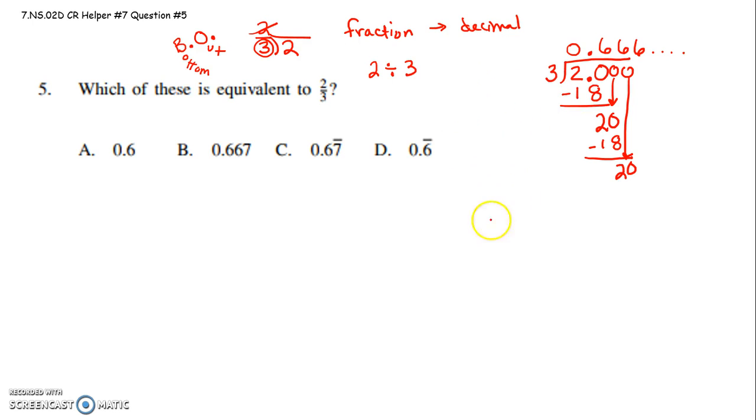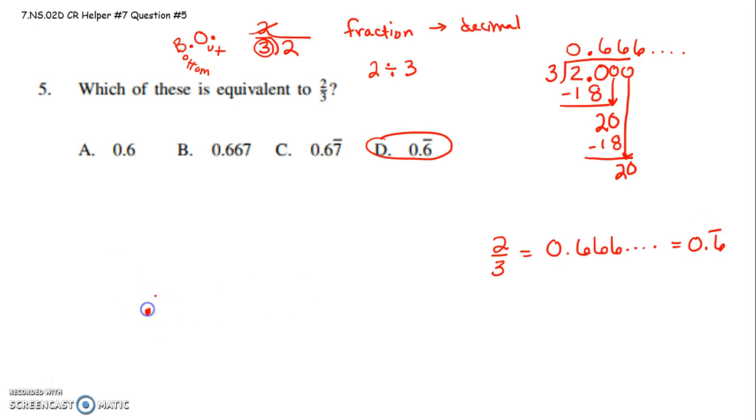0.66666 is the same as 2/3. 2/3 is the same as 0.666 and so on. So now we just have to see with bar notation which of these matches. This is the bar notation that matches. That can be rewritten as 0.6 with a bar over it.